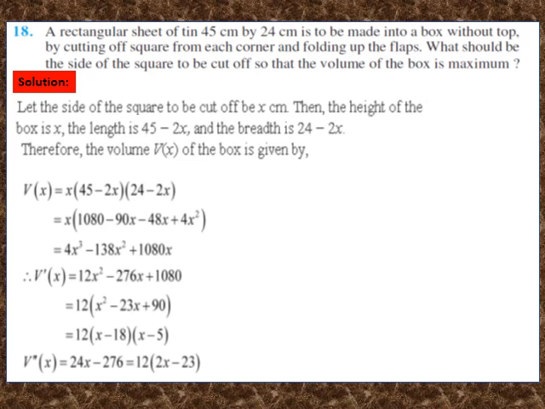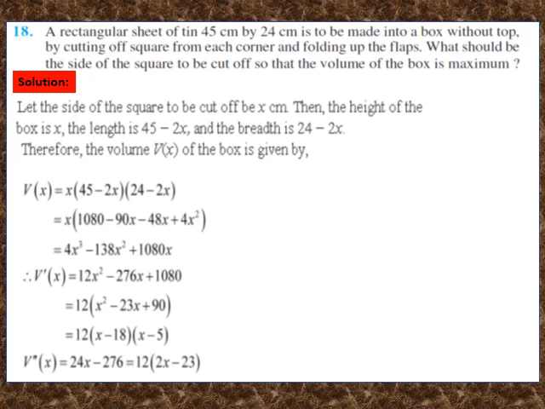So let the side we are cutting off be x centimeter. That is the height of the box, since we are making the flap from that. So the height of the box is x. Clear? Now the length of the rectangular sheet was 45. So we have eliminated x from both sides. So length will be 45 minus 2x. And the breadth was 24. So we have eliminated x from both the corners. So breadth of the box is 24 minus 2x. Clear? So we have the height, the length, the breadth. So volume is equal to L into B into H. So multiplying x into 45 minus 2x into 24 minus 2x.